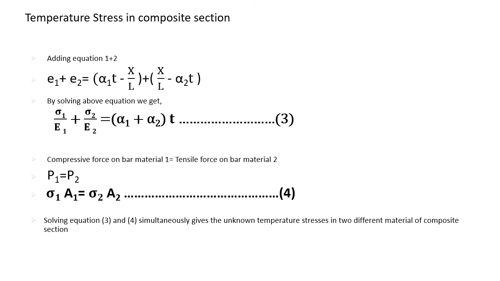Now the compressive force on bar material 1 is equal to the tensile force on bar material 2, that is P1 is equal to P2. We already know P is equal to sigma into A. Therefore, by putting P1 and P2 values, we get equation number 4, that is sigma 1 A1 is equal to sigma 2 A2. By solving equations 3 and 4 simultaneously, we get the unknown temperature stresses in the two different materials of the composite section.